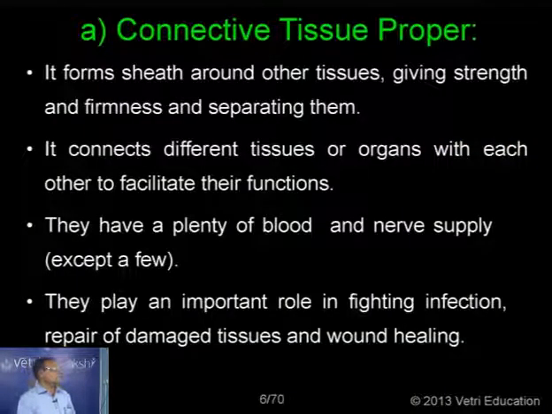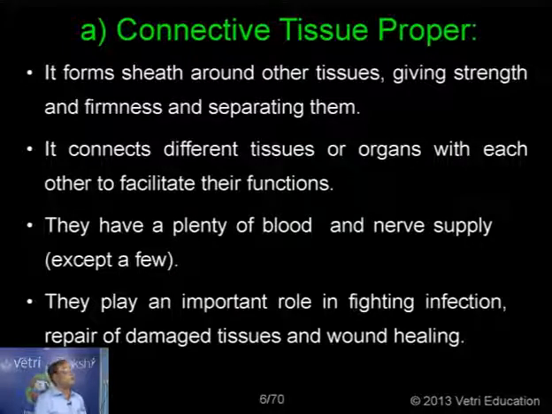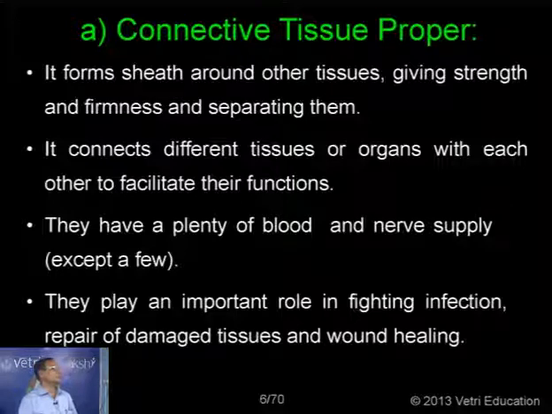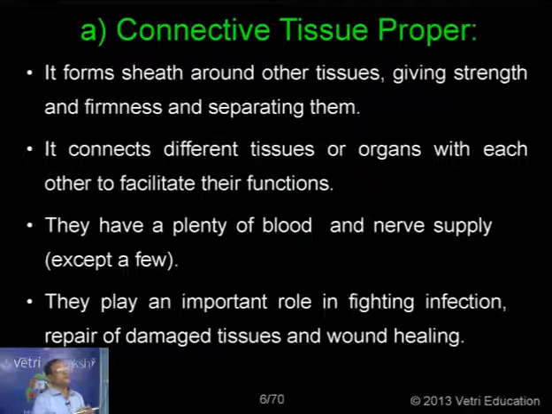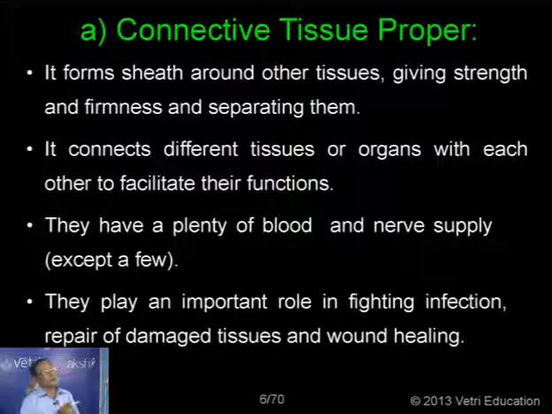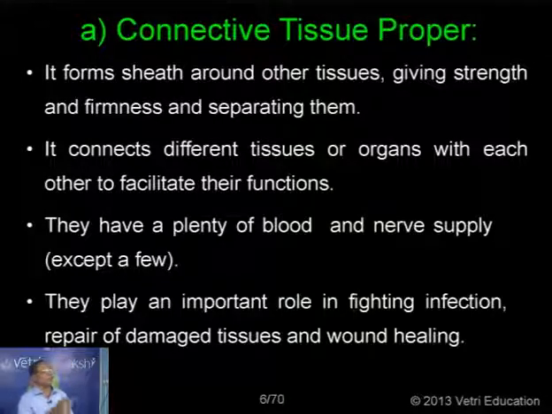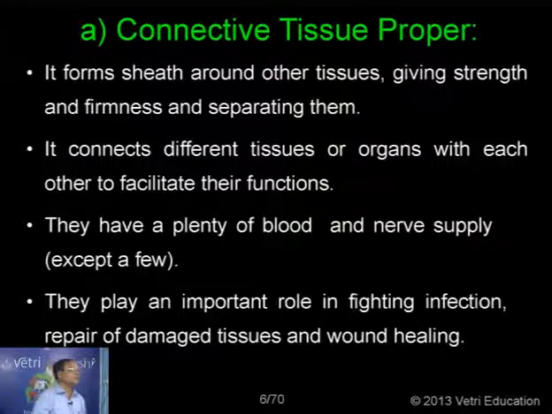Now, number one, some of the characteristics of the connective tissue proper. We have seen the different types of connective tissues. You have connective tissue proper, under which we have loose connective tissue and then fibrous connective tissue. Besides connective tissue proper, we have the supportive connective tissue and fluid connective tissue. So now we have seen the general classification, the flow chart. Now we will go deep into the connective tissue proper.